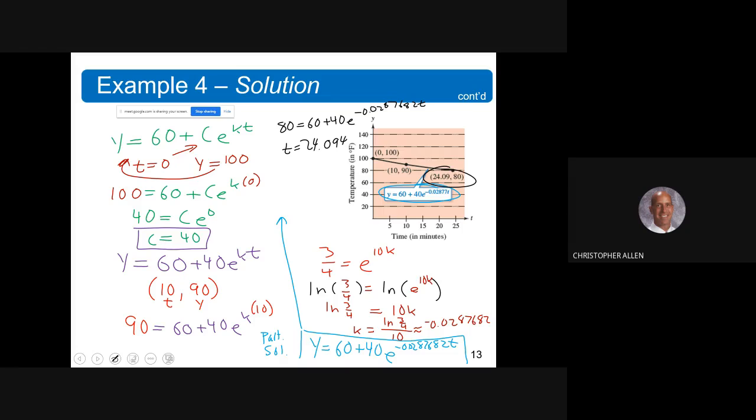And now we can finally answer the question. And the question is, how much longer? You want to say this is the answer, but that would be incorrect. How much longer? Well, remember the last known point was at 10 minutes, correct? So how much longer is 24 compared to 10? 14.094 minutes. That's your final answer for this problem.